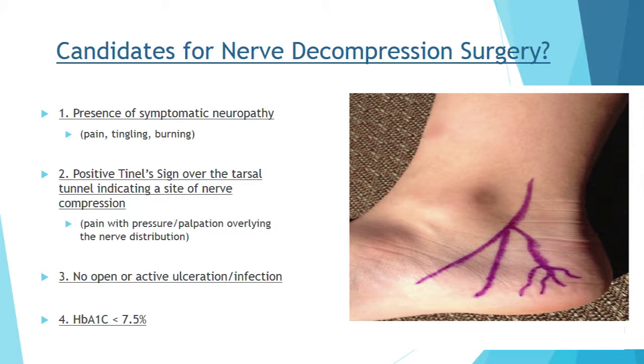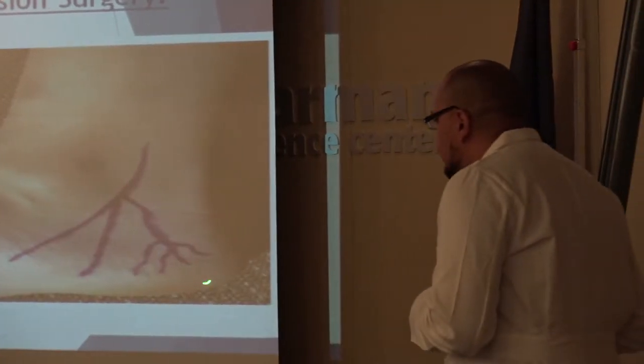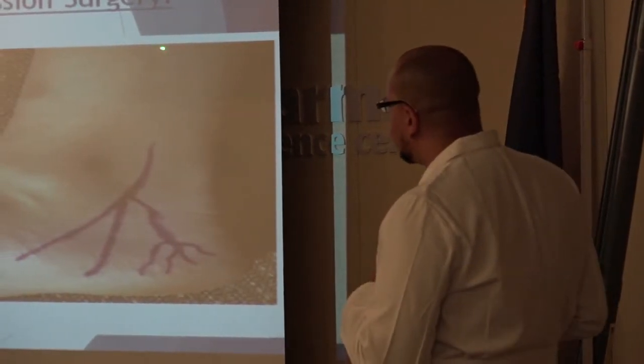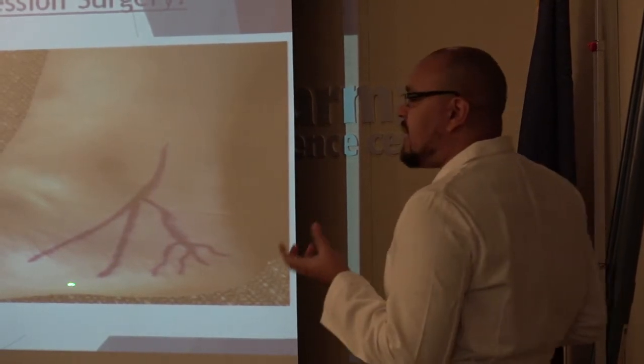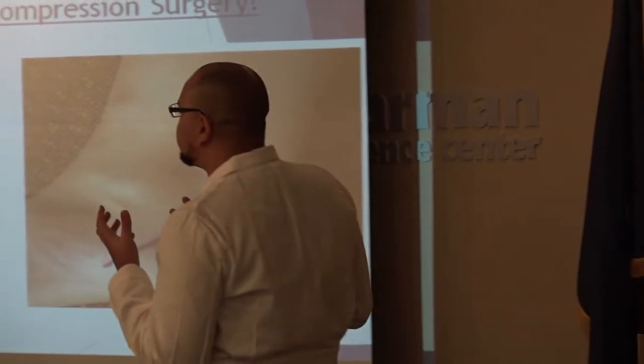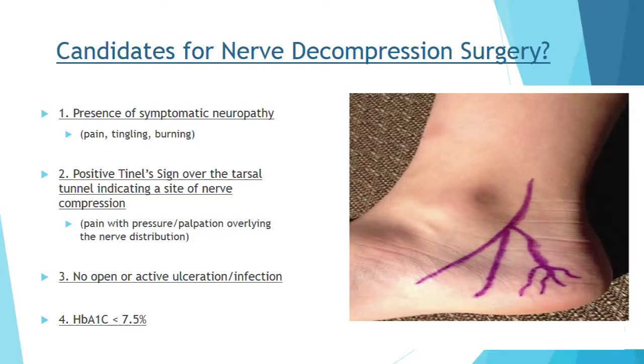A positive Tinel sign over the tarsal tunnel indicating a site of nerve compression. So back to the slide. During a physical examination, if I press in some of these areas, patients will get sharp shooting pain that can shoot towards the big toe, shoot up towards the knee, or create a burning sensation. I can almost recreate the pain that they're describing. That's a positive Tinel sign. The patient cannot have an active or open ulcer or an infection, and they have to have an A1C of less than 7.5.